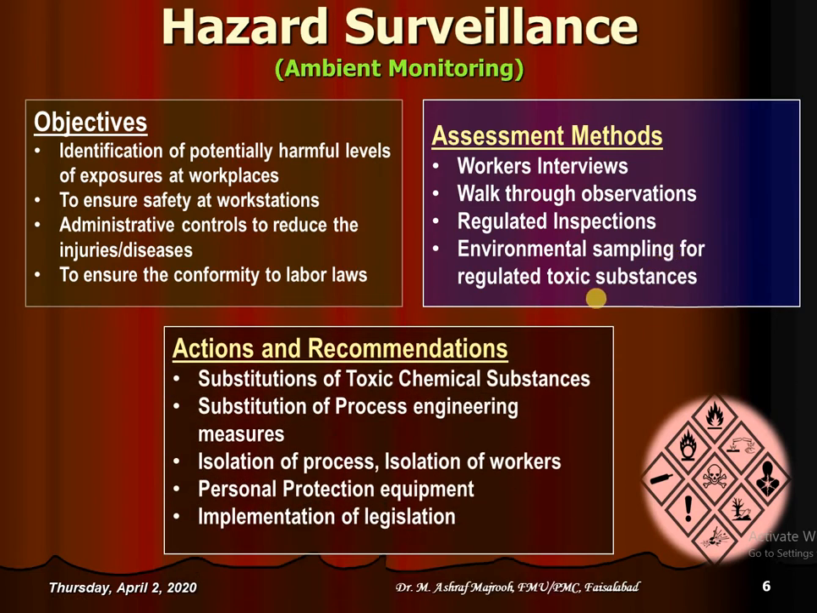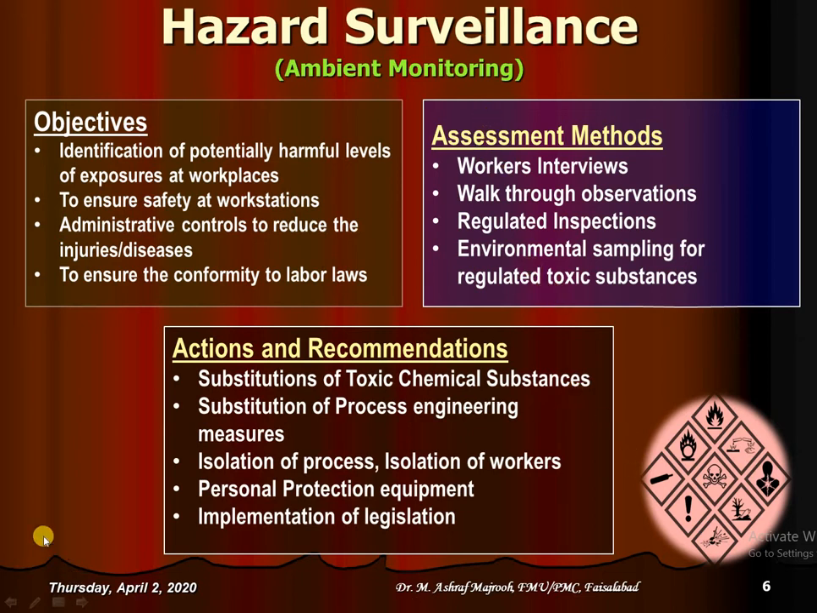Then what are the recommendations? The recommendations made on the basis of hazard surveillance are the substitution of toxic chemical substances, the substitution of processes, engineering measures, the isolation of processes, isolation of workers, personal protective equipment, and the implementation of legislation. These are the actions based on hazard surveillance or ambient monitoring.